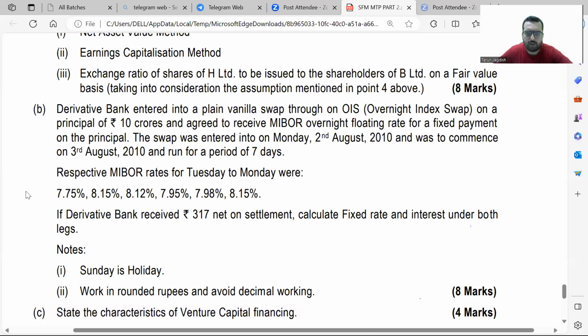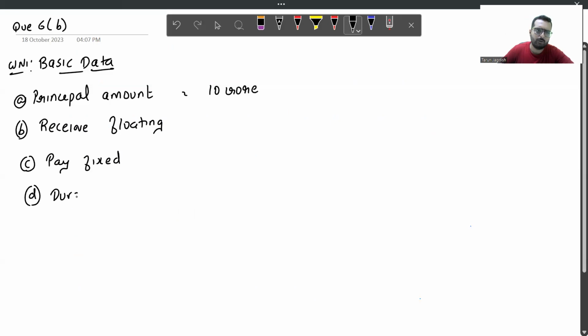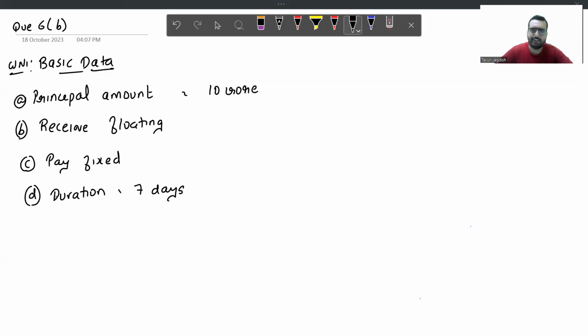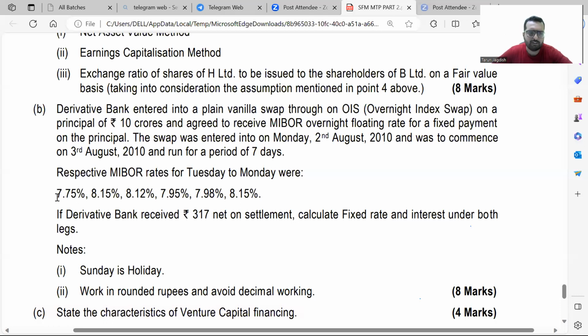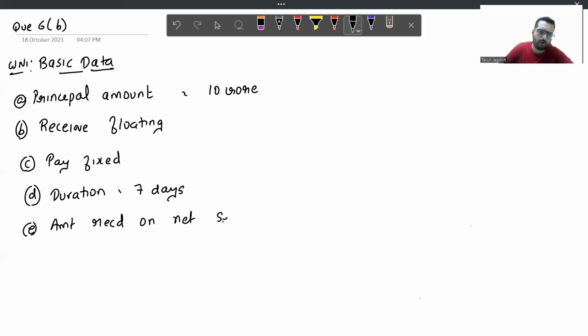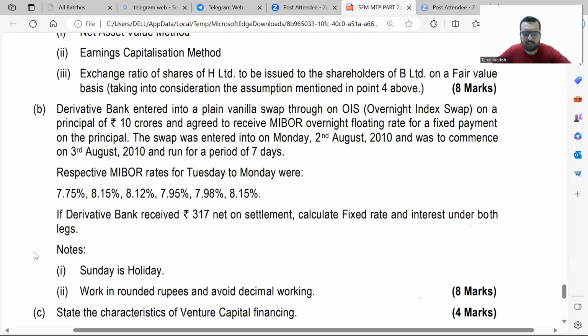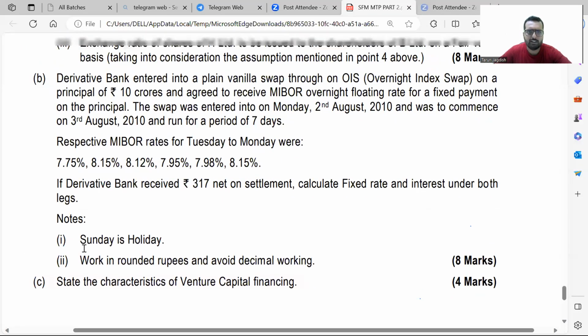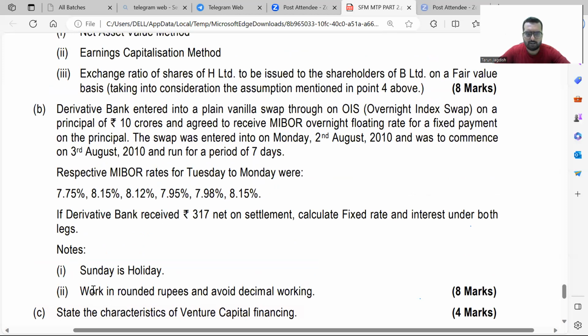Down they have told the swap was entered on Monday and was for a duration of 7 days. So I'll write down duration will be how many days? 7 days. And they have given the rates also. He has received 317 on net settlement. So amount received on net settlement is equal to how much? 317 is received on net settlement. Sunday is a holiday, etc.